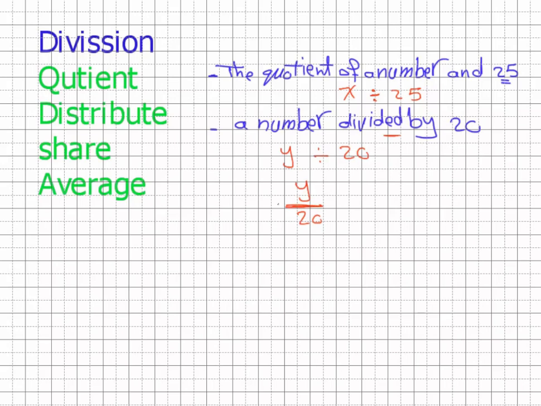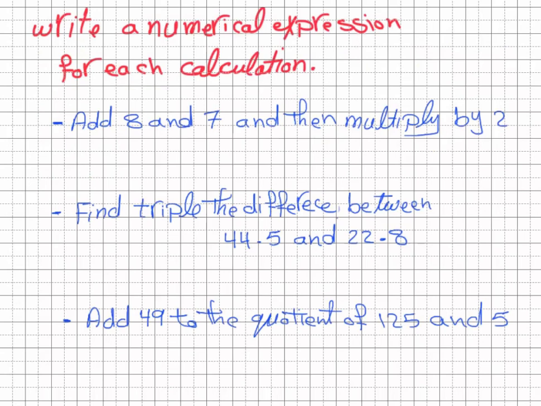Now with some sentences, write a numerical expression for each calculation. Add 8 and 7 and then multiply by 2. First I have to add them, then multiply by 2. How can I add them first? If I write 8 plus 7 times 2, maybe only the 7 is multiplied by 2, but he said to add them first. This means I put brackets. I have to add them first, then multiply by 2.